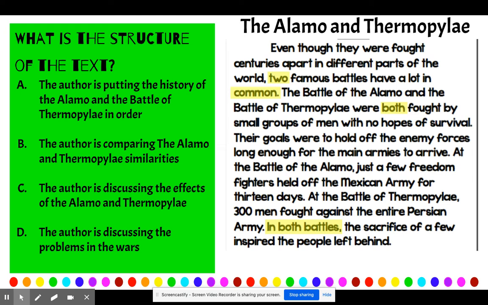A, the author is putting the history of the Alamo and the Battle of Thermopylae in order. Well, I know when I'm putting something in order, that's really sequencing. And I kind of already think it's comparing 2 passages. So I'm not going to pick that one yet.